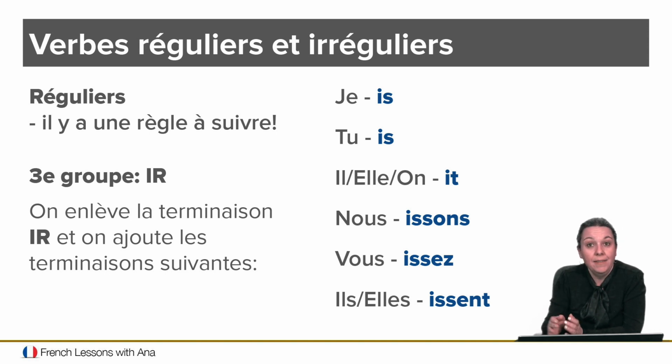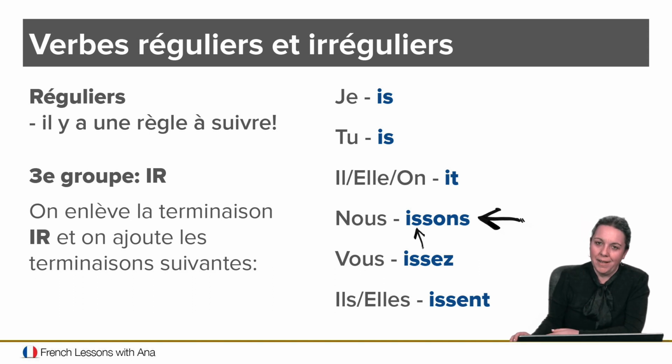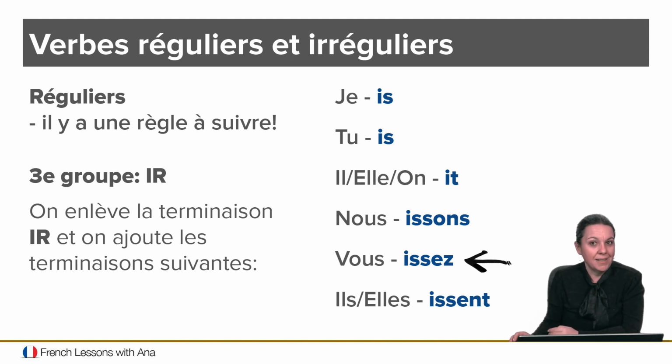And they are, for je, IS. For tu, IS. Il, elle, on, we have the IT. And then for nous, not only is it ONS, but there's an extra thing we need to add, which is ISS, ONS. It's pronounced ils. And then for vous, ISS, EZ. And then for ils and elles, besides the ENT, there's also that ISS. Okay, so ISS, ENT. NT is always, always silent.